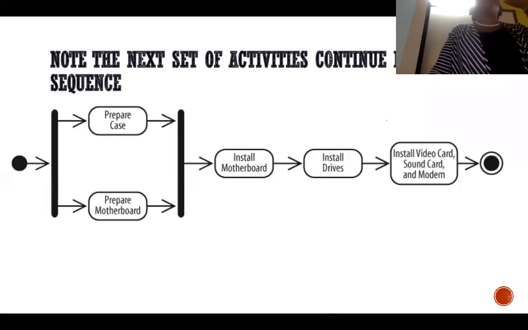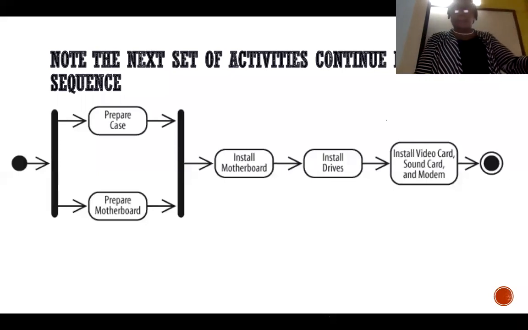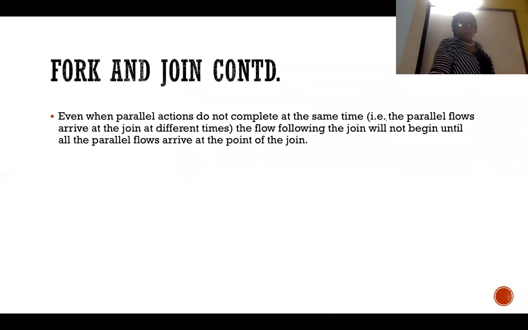And as I said, you want to be very careful. With the decision, you want to make sure that you do have mutually exclusive guard conditions on each of the branches. And with the fork, you want to make sure that you're not going to have an action or a series of actions that don't get to the join, because then none of the other flows will exit the join. So even when parallel actions do not complete at the same time, that is, parallel flows arrive at the join at different times, the flow following the join will not begin until the parallel flows arrive at the point of the join.